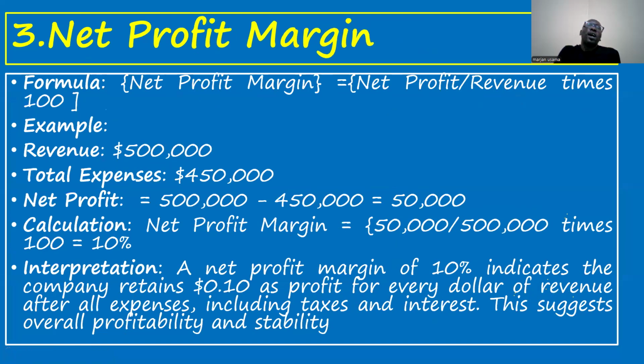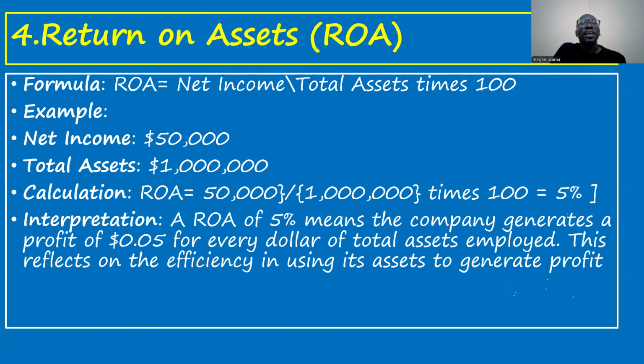Now, the next thing, you also have the net profit margin. The formula is the net profit divided by the revenue times 100. Again, you will be given all these figures. You just apply the figures and there we go, you get your answer. Next is the return on assets, and this is one of the most important profitability ratios. The return on assets is the net income divided by total assets times 100. So in the exam, you'll get the net income, and the total assets you'll be given.